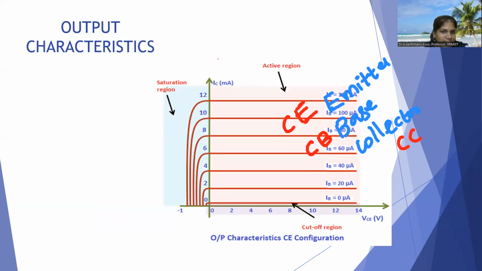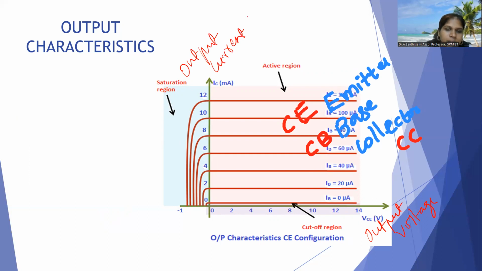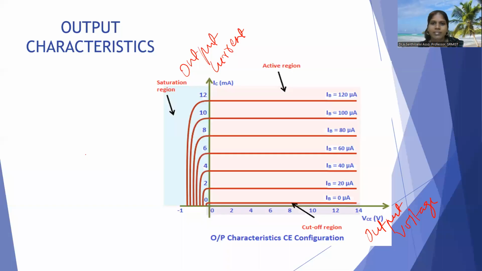Next, the output characteristic. What is the output characteristic? It is a pictorial representation of the output voltage and output current. So we draw the output characteristic between output voltage and output current. What are the output voltage and current? We know the output voltage is VCE and the output current is IC.